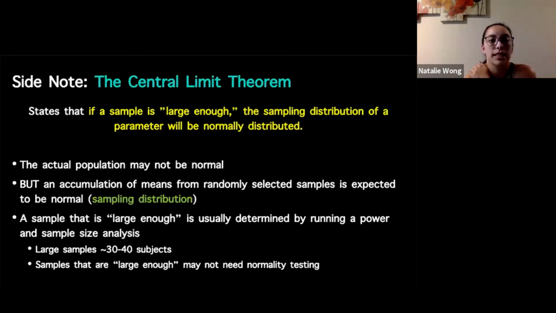Questions? Chat. Yes. Do we primarily work with sample distributions or sampling distributions? We will work with sample distributions. But it's important to understand that what we're comparing our sample distribution to is the sampling distribution.